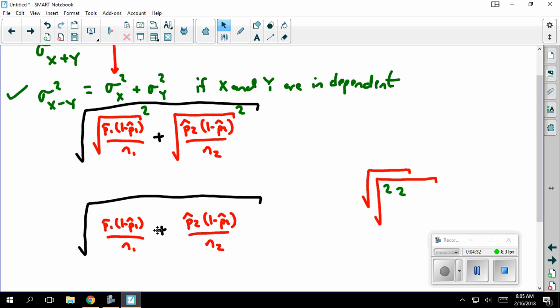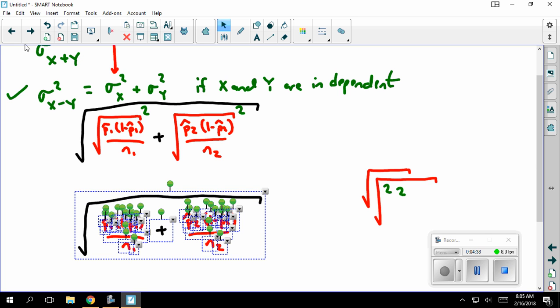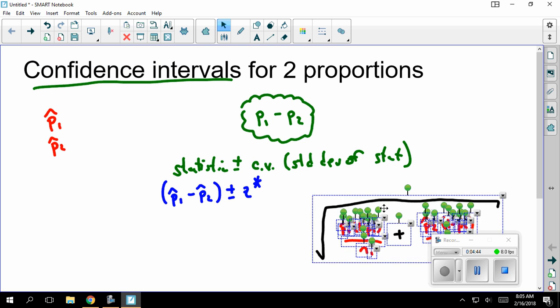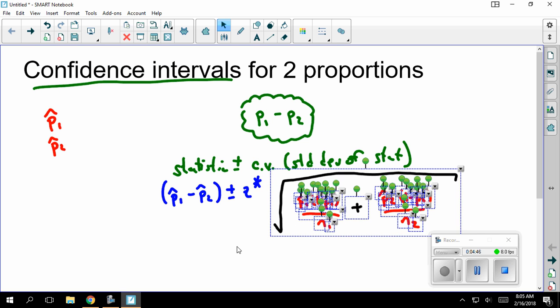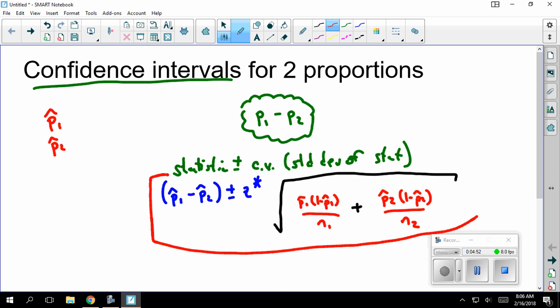The key is that I'm going to add them up. And this deal right here is what goes right here, standard deviation of the statistic. So this is my formula for a confidence interval for two proportions.